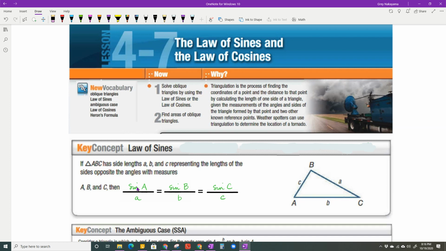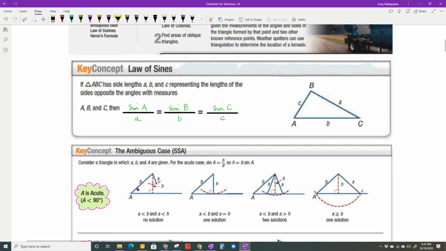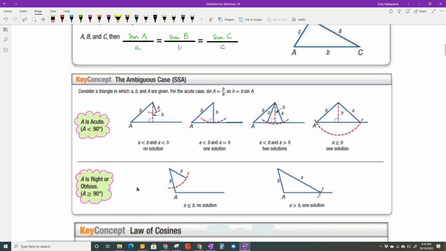Okay, one thing that's new this year is something called the ambiguous case. And that is, if you are given two sides of a triangle and an angle that's not in between those two sides, if the angle is acute, then you have multiple possibilities that could occur. You could either have no solution, you could have one solution, or you could have two solutions. But if your angle is right or obtuse, you can't have two solutions. You can only have no solution or one solution. So we're going to run across these as we're solving problems.